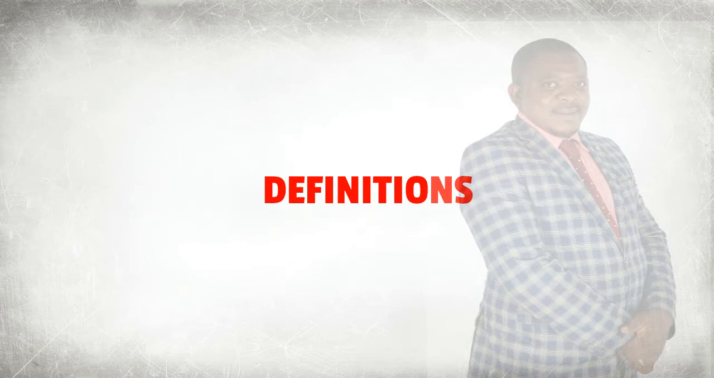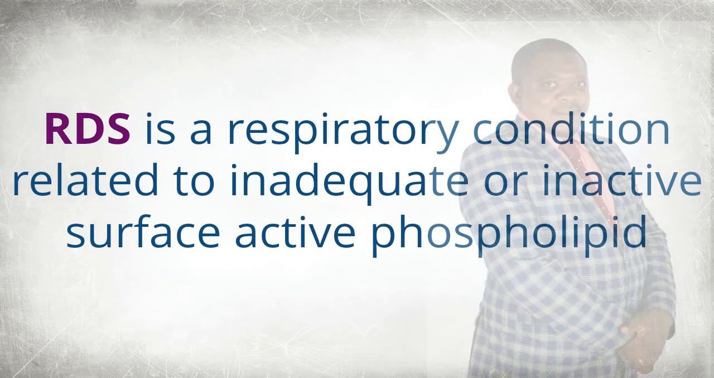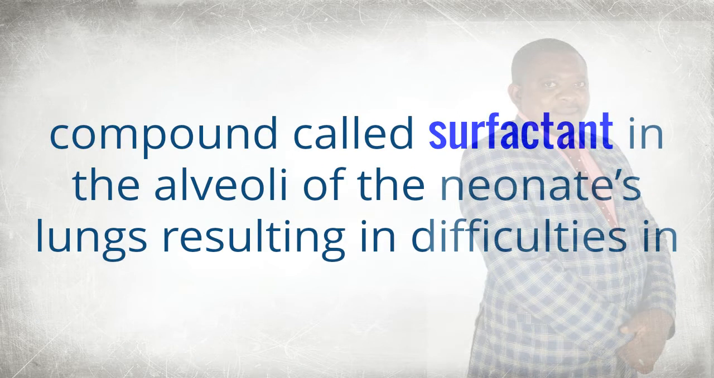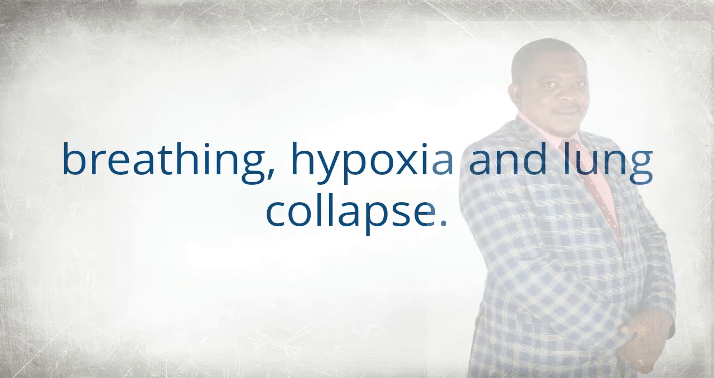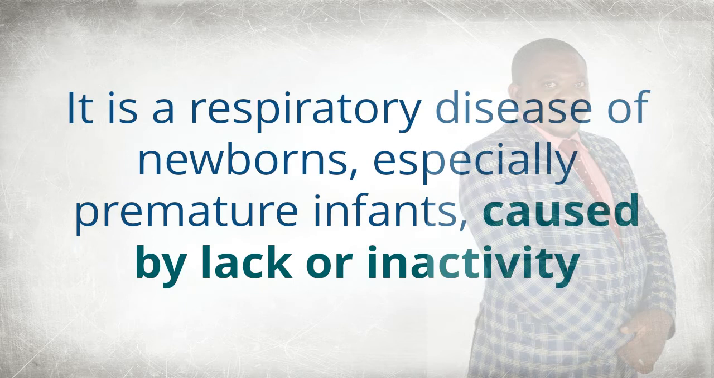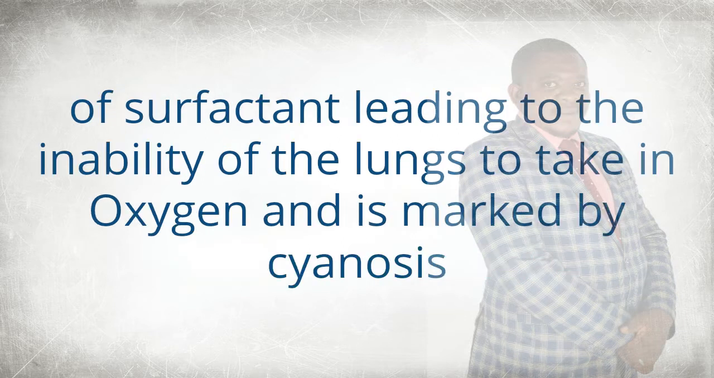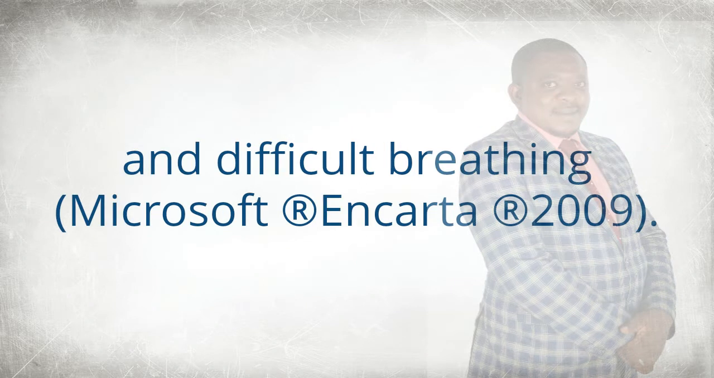Definitions: RDS is a respiratory condition related to inadequate or inactive surface-active phospholipid compound called surfactant in the alveoli of the neonate's lungs, resulting in difficulties in breathing, hypoxia and lung collapse. It is a respiratory disease of newborns, especially premature infants, caused by lack or inactivity of surfactant, leading to the inability of the lungs to take in oxygen, and is marked by cyanosis and difficult breathing.